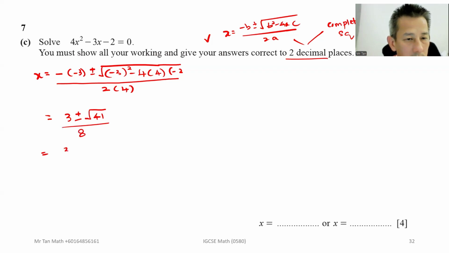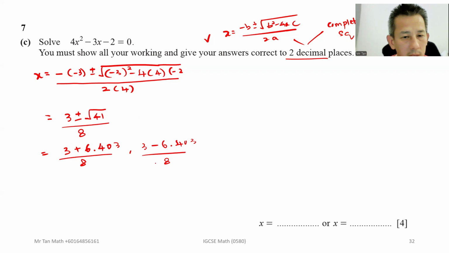So equal to 3 plus square root of 41. You get 6.403 over 8, and 3 minus 6.403 over 8. Calculate, you should get 3 plus 6.403 over 8, 1.175, or equal to 1.18.